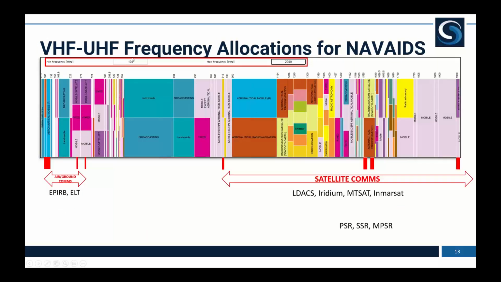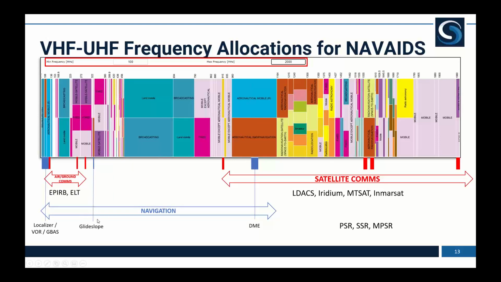If we zoom out a little more, we go between 100 megahertz and 2 gigahertz, or 2000 megahertz. You'll see that there are even more NAVAIDS that start to cover these frequency ranges. I've highlighted a few. These are maritime NAVAIDS here, EPIRB, ELT, and some satellite comm NAVAIDS. And then you've got the navigation NAVAIDS that we're going to focus on: the Localizer, VOR, GBAS, glide slope, DME. This is all operating within about 108 to 117 megahertz, a little higher. Glide slope is around 340 some megahertz, and the DMEs typically could operate around the 900 megahertz band.